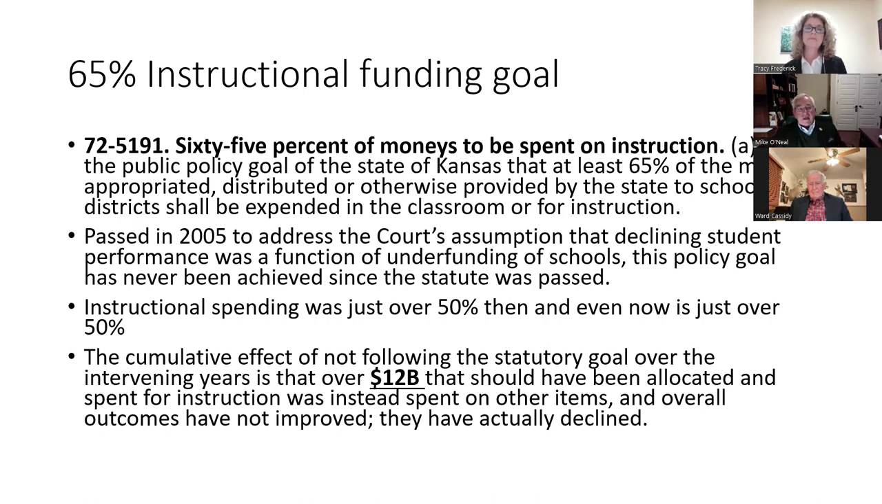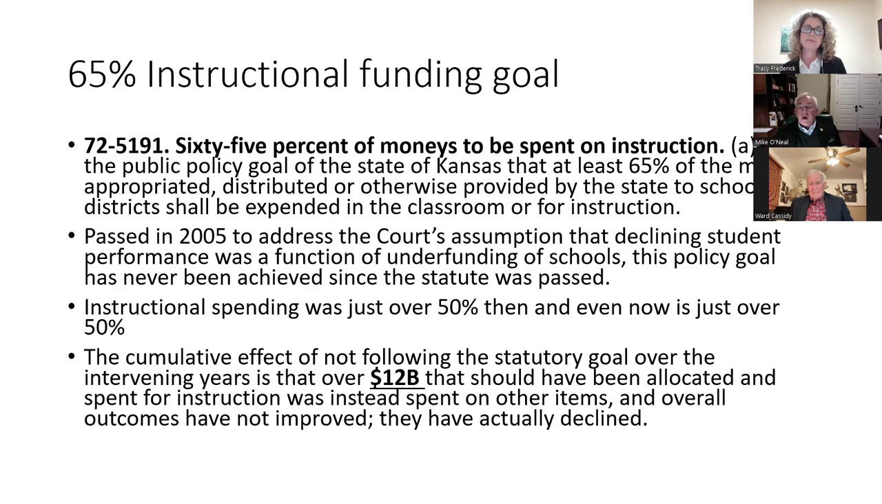It states, it is the public policy goal of the state of Kansas that at least 65% of the monies appropriated, distributed, or otherwise provided by the state to school districts shall be expended in the classroom or for instruction. Getting back to the statement of how important instruction is. This policy goal, since 2005, there has not been 1 year where that policy goal was achieved. Instructional spending was a little over 50% then, and even now is just over 50%.